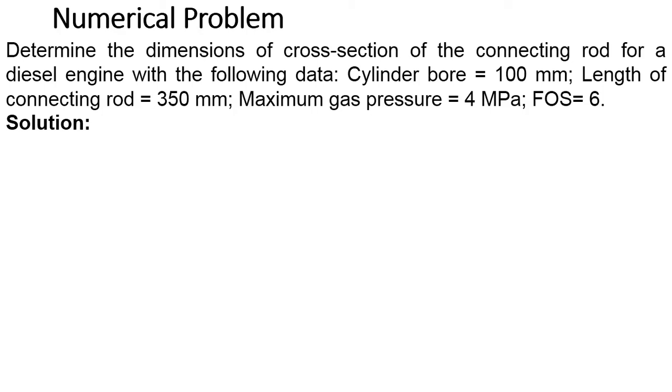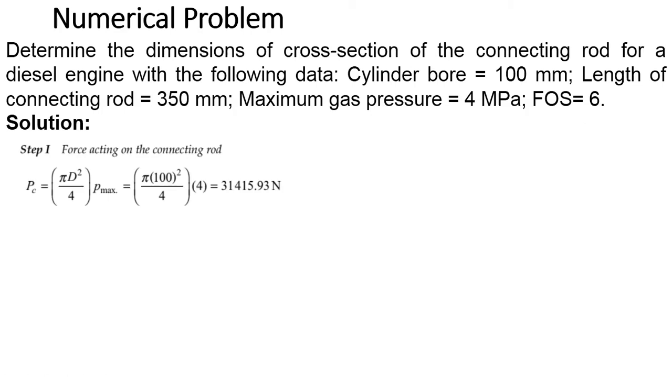Determine the dimensions of the cross section of the connecting rod for a diesel engine with the following data. Cylinder bore, that is the diameter, is 100 mm, length of the connecting rod 350 mm, maximum gas pressure is given to you as 4 megapascal, and the factor of safety we can consider is 6. So the first step is to determine the force acting on the connecting rod. That is the first step.